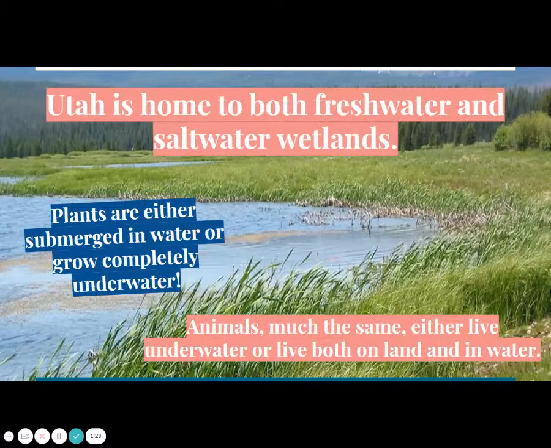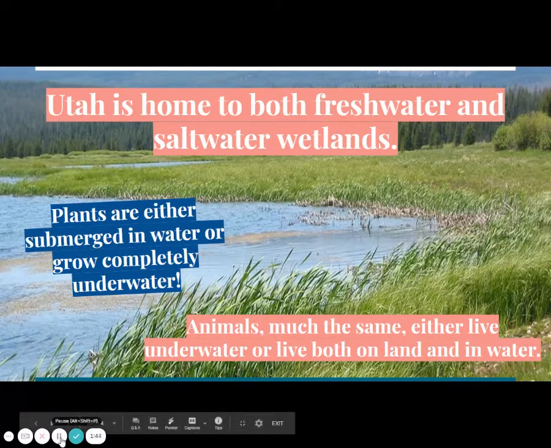The next environment in Utah is called a wetland. A wetland can be anything from a swamp or a marsh to a lake or a river. Utah has both freshwater and saltwater wetlands. Can you think of a saltwater wetland in Utah? Can you think of a freshwater wetland?